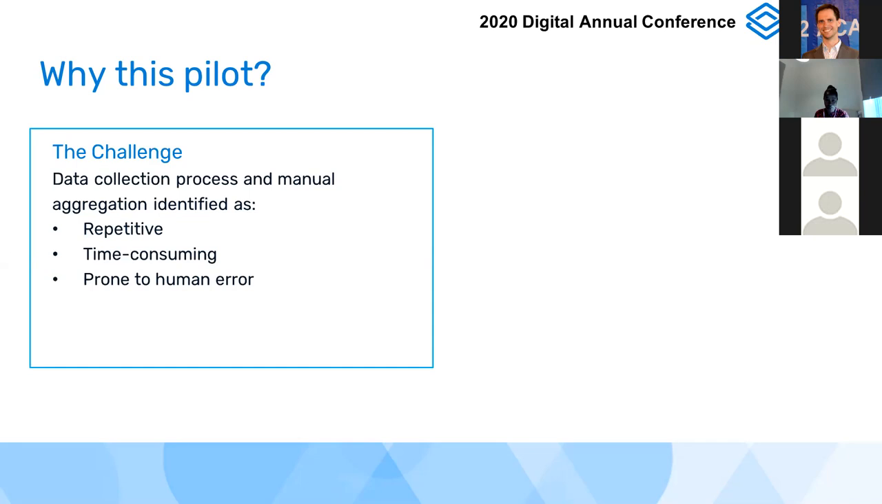The main challenge we found was that the data collection process was identified as repetitive, time-consuming, and prone to human errors. So this affects a lot the user acceptance and the data quality. And then basically the users have very little trust in data, and therefore they didn't use the data much. So what did we do?